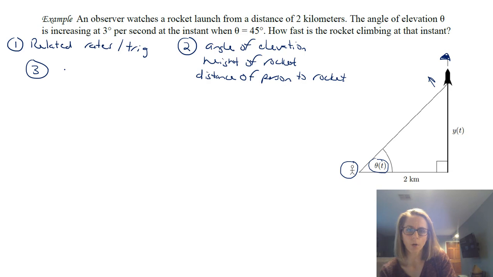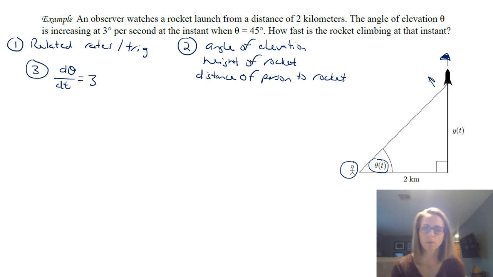We are being told that d theta dt, that is the angle of elevation and how it's increasing. Notice it uses the word increasing, so that tells us it's positive. And really, that's all we have right now, but it is asking how fast the rocket is climbing. So that's your dy dt, and that's what we're trying to find here.